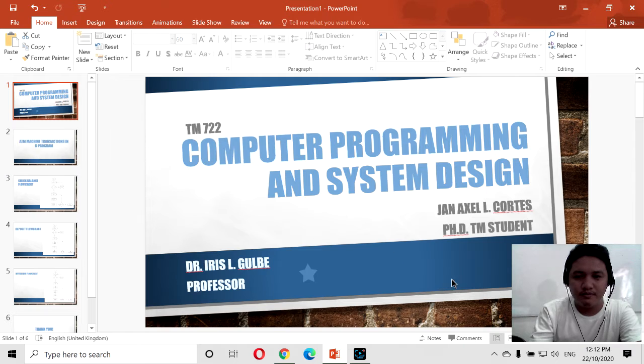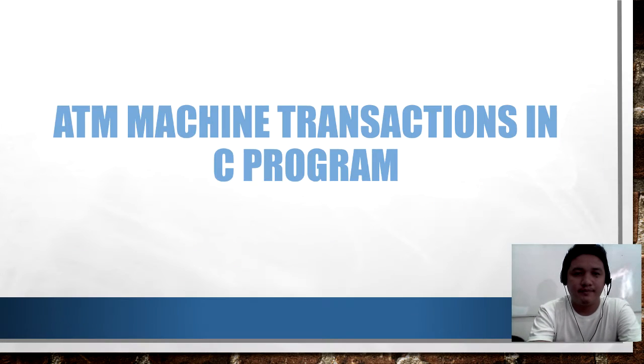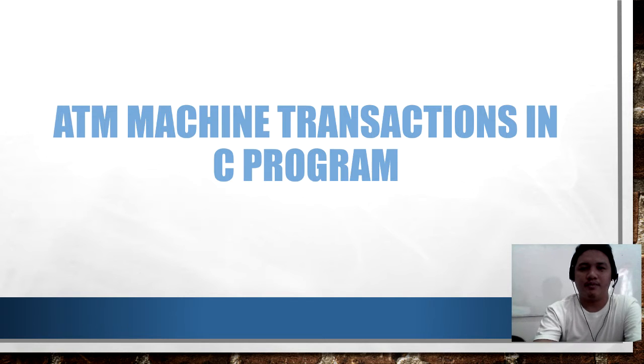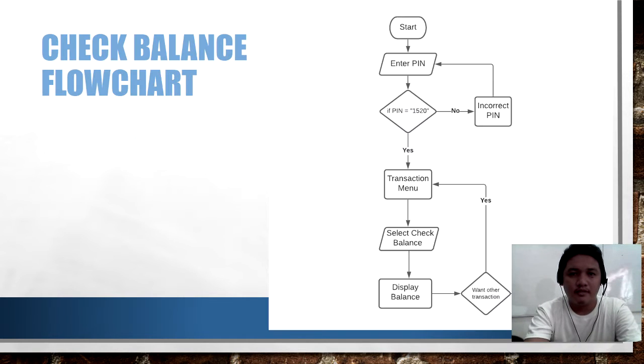My program will be on ATM machine transactions in C program. So this will be the flow chart for check balance. The process will be: if I go to the bank, then insert my ATM card, I'll be asked by the machine to enter the PIN, or personal identification number.